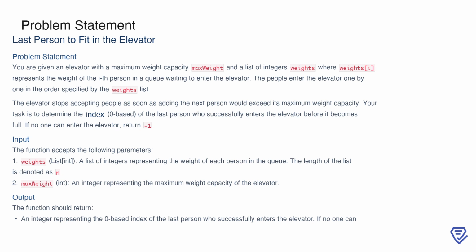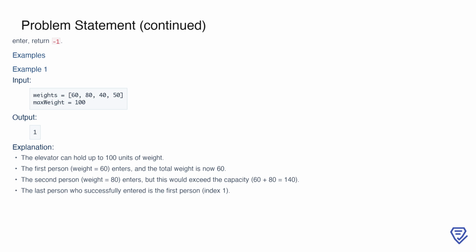Now, let's examine how the input and output are structured in this problem. The input consists of two main components. First, we have weights, which is a list of integers representing the weight of each person in the queue. The size of this list is denoted as n, and it tells us how many people are in line. Second, we have max weight, which is a single integer specifying the maximum weight capacity of the elevator.